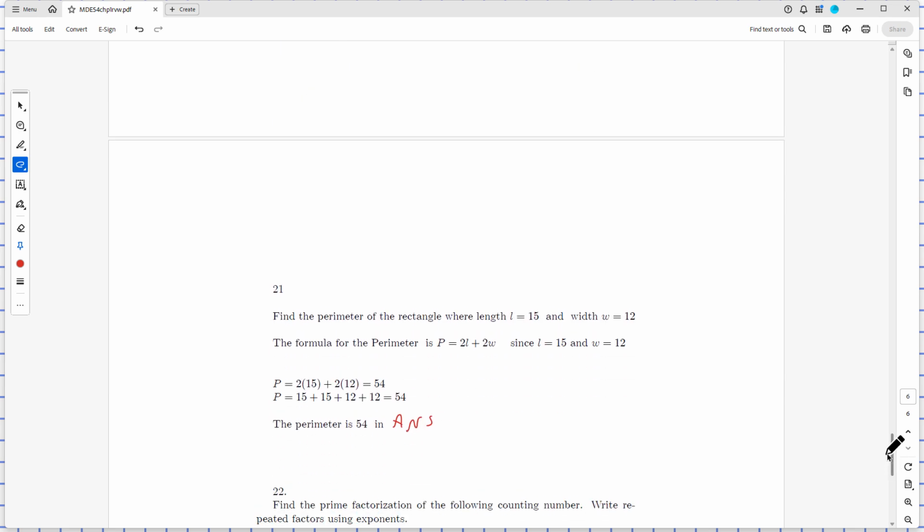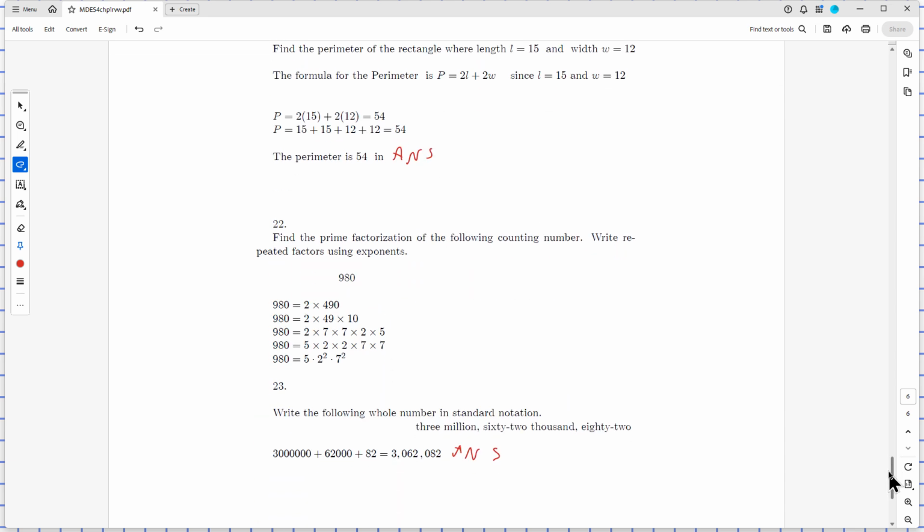Number 21, find the perimeter of the rectangle. This is the formula: P is equal to 2L plus 2W. And they give us L is 15 and W is 12. So we can just plug in here. You get 54. Or you can add them up, 2 of each. The opposite sides are equal in a rectangle. And that was number 21.